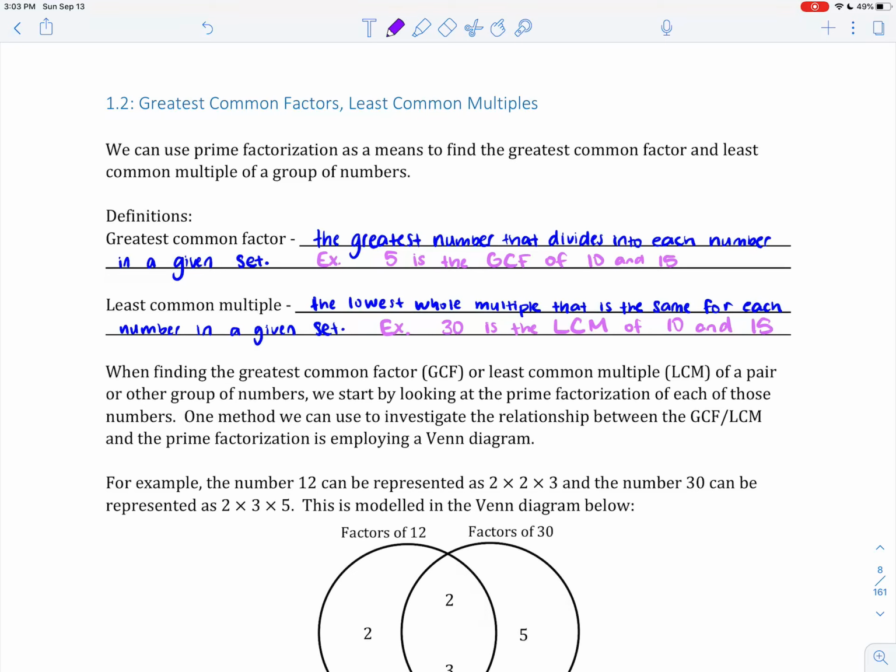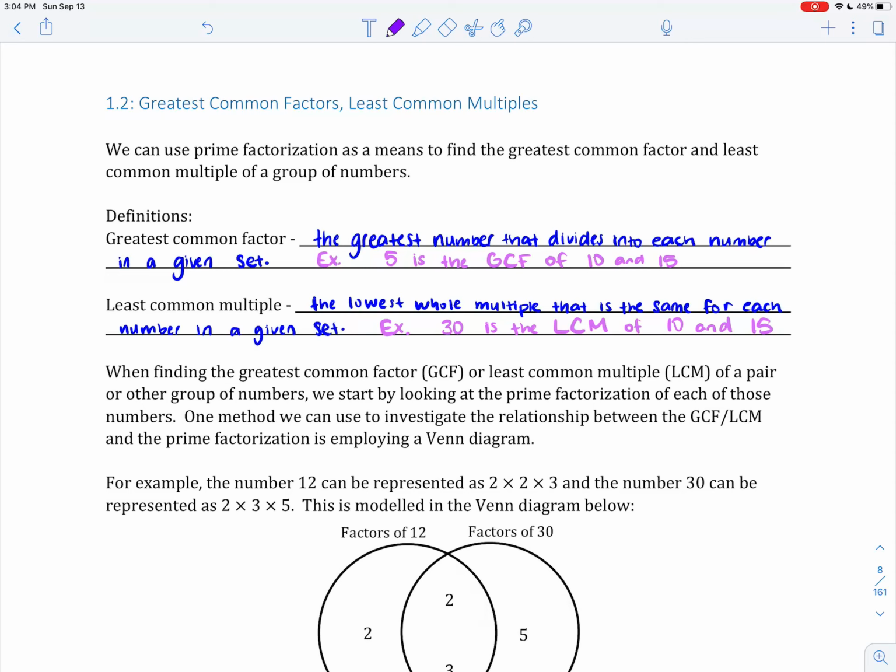We can use prime factorization as a means to find the greatest common factor, or GCF, and least common multiple, or LCM, of a group of numbers. The greatest common factor is the greatest number that divides into each number in a given set. For example, 5 is the greatest common factor of 10 and 15.